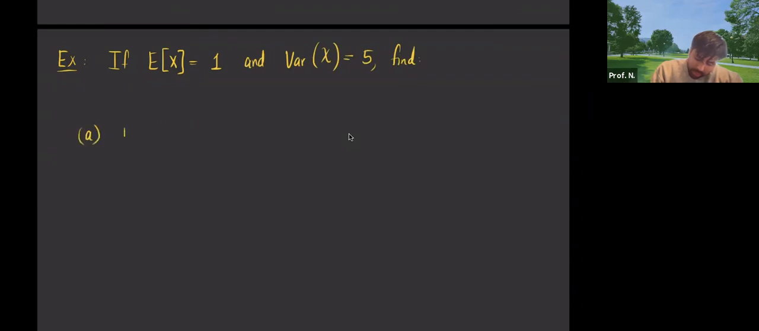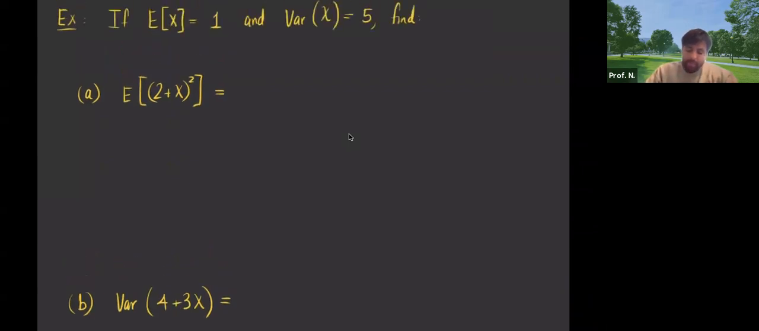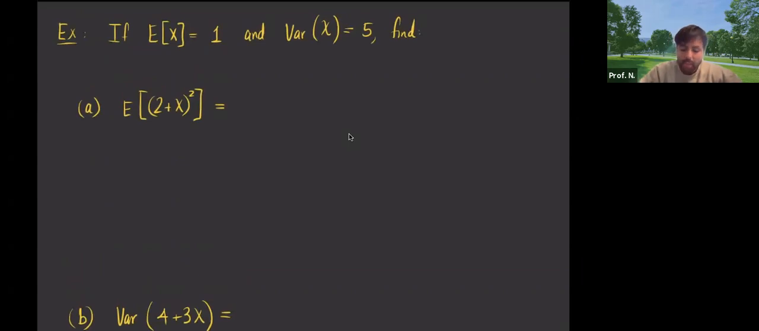So A is going to be the expected value of 2 plus x squared. What does this equal? And then B will be find the variance of 4 plus 3x. Okay, so it's just a made up random variable. So let's look at the first one. They're giving me that the expected value of the random variable x that we have is 1, and the variance of this random variable x is 5.